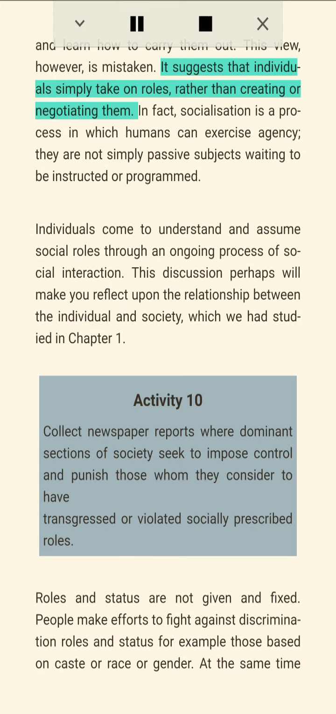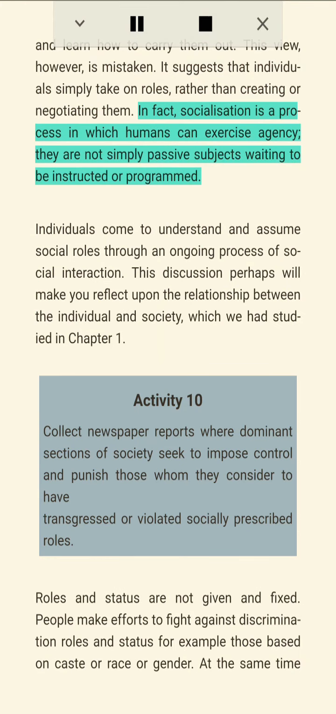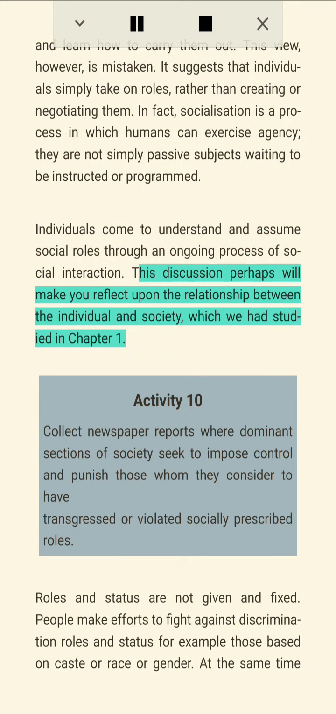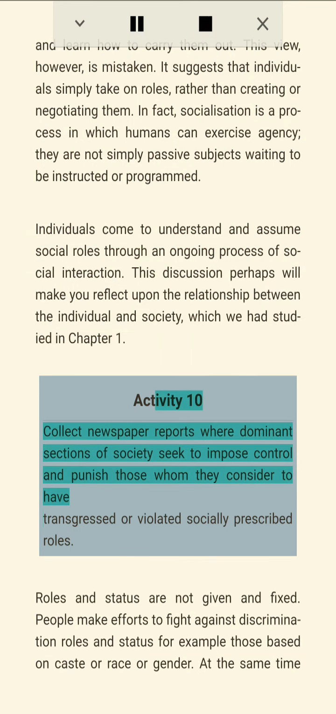It suggests that individuals simply take on roles rather than creating or negotiating them. In fact, socialization is a process in which humans can exercise agency. They are not simply passive subjects waiting to be instructed or programmed. Individuals come to understand and assume social roles through an ongoing process of social interaction. This discussion perhaps will make you reflect upon the relationship between the individual and society, which we had studied in Chapter 1. Activity 10.